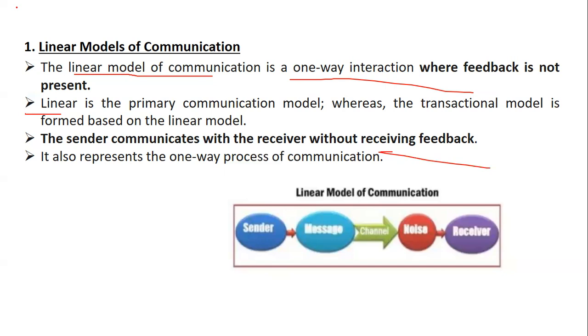And as I said, it represents what? It represents one way of communication. Fine. Now, this is how your linear model diagrammatically looks. That is sender, the message, the channel, noise, receiver. And there is no feedback, so you cannot see a feedback option. Here, this way, one-way process, the model gets completed.